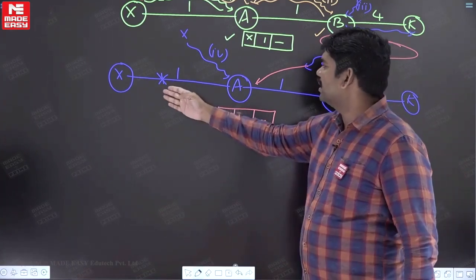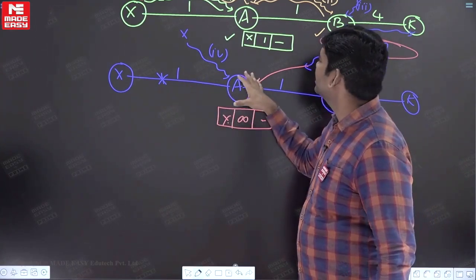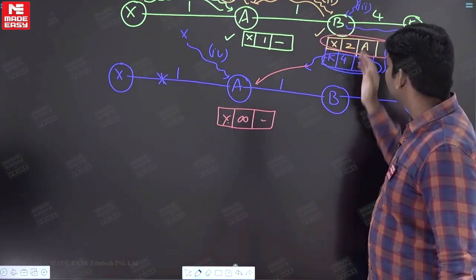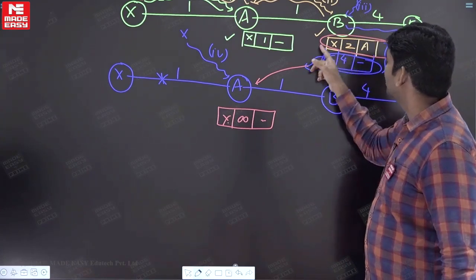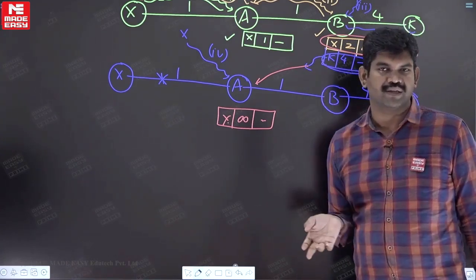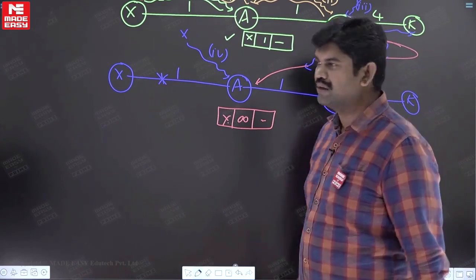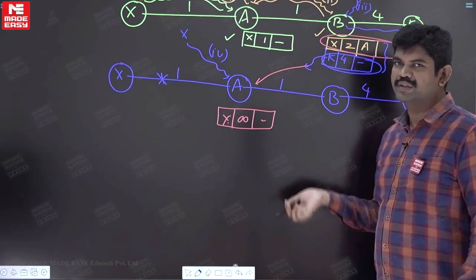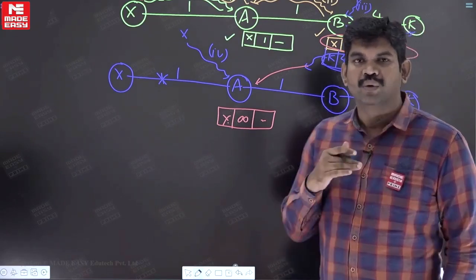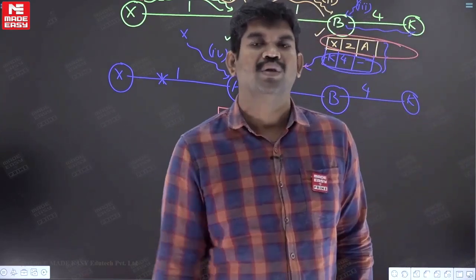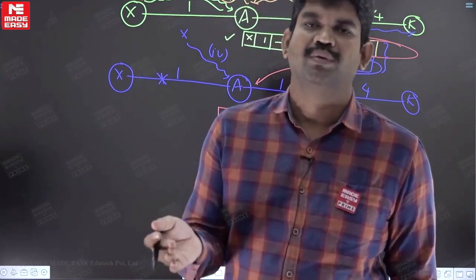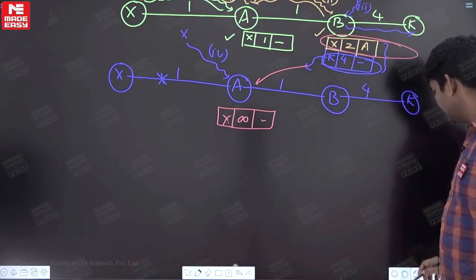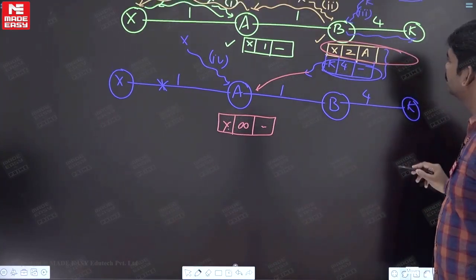Since the link is broken, A's neighbor X is unreachable. The only neighbor is B, but B is giving information only about K, but not X. That is what split horizon says. But the first point you can ask is, why is this information not sent by B? Split horizon says don't send the route information back to the node which you have learned it from.